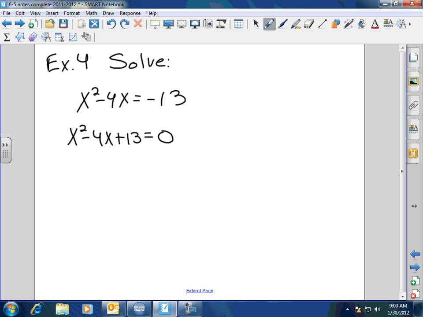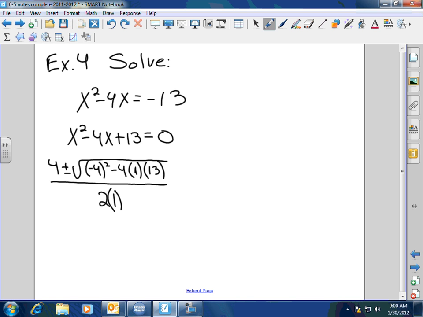You can't factor that. So negative b plus or minus the square root of b squared minus 4 times a times c over 2a, which equals 4 plus or minus the square root of, wait a second, this is 16 minus 52. What's 16 minus 52? That's negative 36.